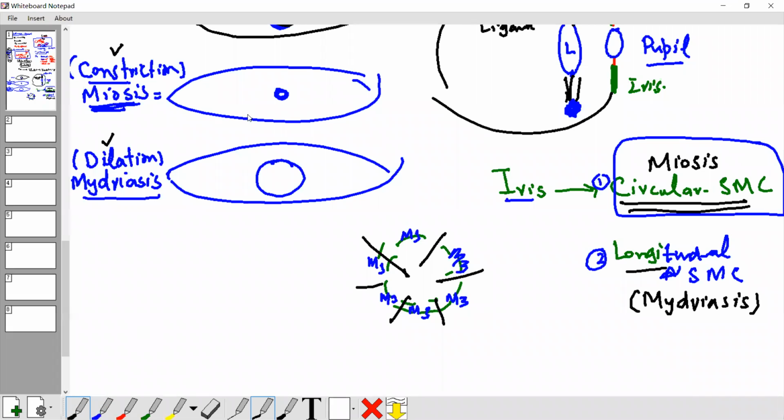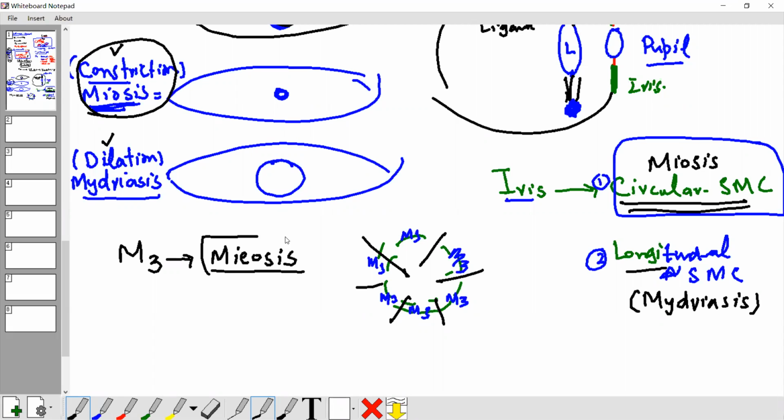If circular smooth muscle contracts, what happens? So in the eye, what happens with the M3 receptor? Meiosis. Understand? In the eye, the parasympathetic system causes meiosis. And now come to mydriasis. What is mydriasis? You can see here, the pupil size increases. In meiosis, pupil size decreases; in mydriasis, it increases.